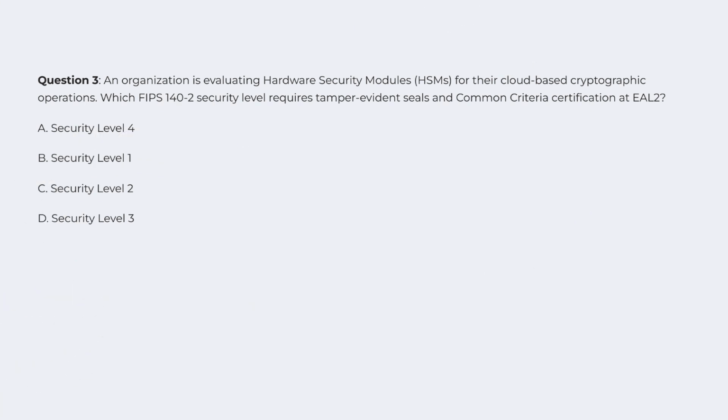Question 3. An organization is evaluating hardware security modules, HSMs, for their cloud-based cryptographic operations. Which FIPS 140 security level requires tamper-evident seals and Common Criteria certification at EAL2? A. Security Level 4. B. Security Level 1. C. Security Level 2. D. Security Level 3.